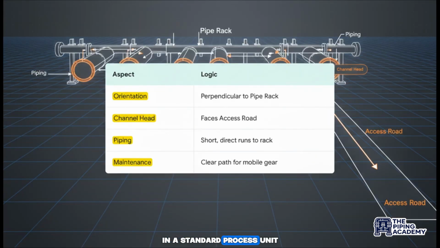In a standard process unit, shell and tube exchangers are almost always arranged perpendicular to the main pipe rack. Think of the pipe rack as the central spine of the unit, and the exchangers are like the ribs coming off of it. We always position the channel head, that's the end where the bundle comes out, to face away from the rack, pointing towards an access road. This layout is really elegant because it does two things perfectly. It keeps the piping connections short and direct, and it gives maintenance a wide-open path for their mobile equipment.